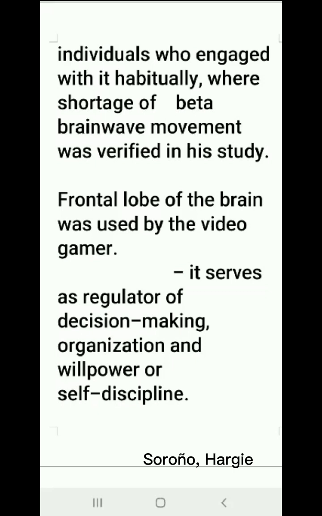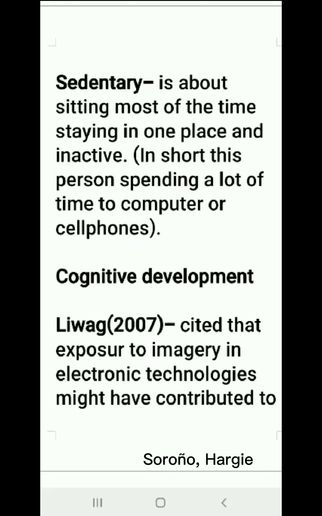The frontal lobe of the brain is used by a video gamer. It serves as a regulator of decision making, organization, and willpower or self-discipline. Sedentary is about sitting most of the time, staying in one place and inactive. In short, this person spends a lot of time on the computer or cell phone.